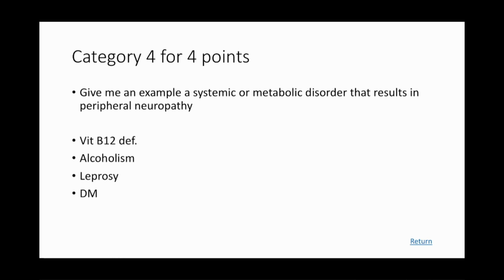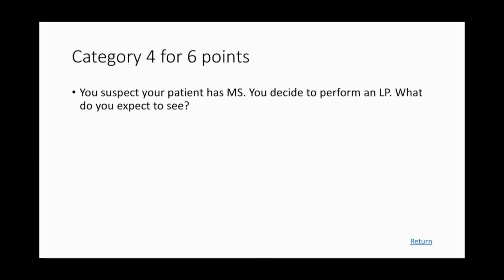B12 deficiency, alcoholism, leprosy, these are all peripheral neuropathies. Okay, other examples. You suspect your patient has MS. You perform a lumbar puncture. What do you expect to see on the lumbar puncture? What protein? Why does protein go up? Myelin. What else do you see? What's the pathognomonic for MS? Oligoclonal bands. That's the key one.